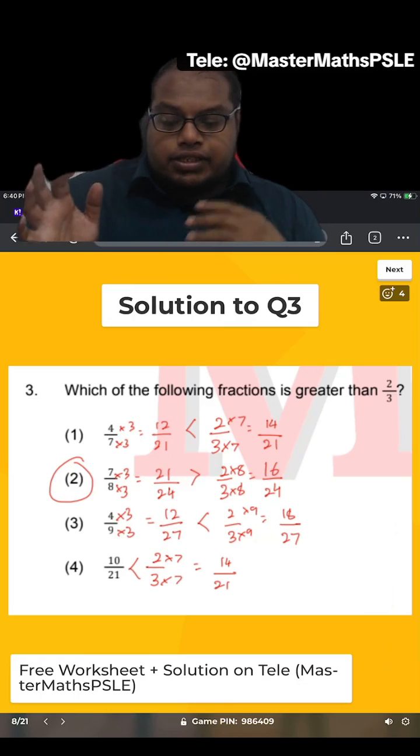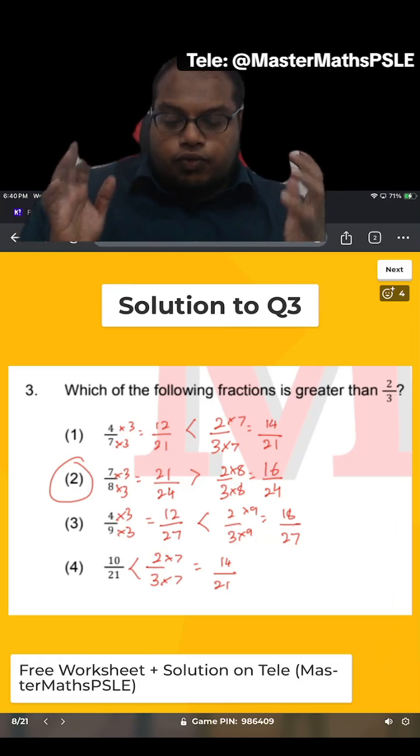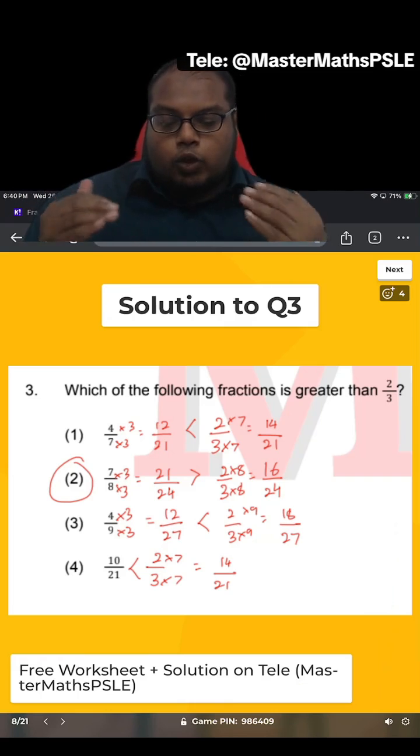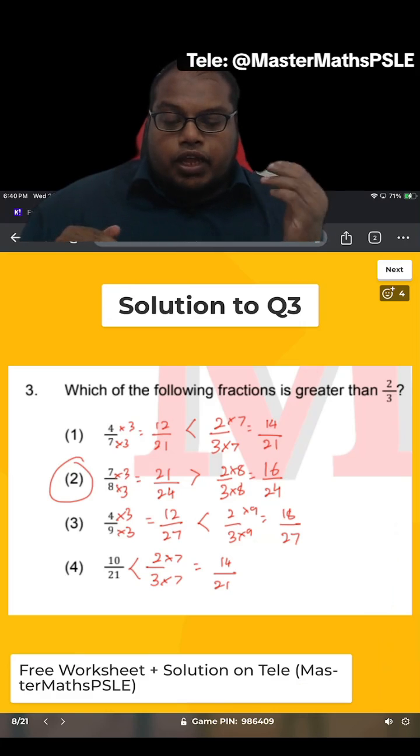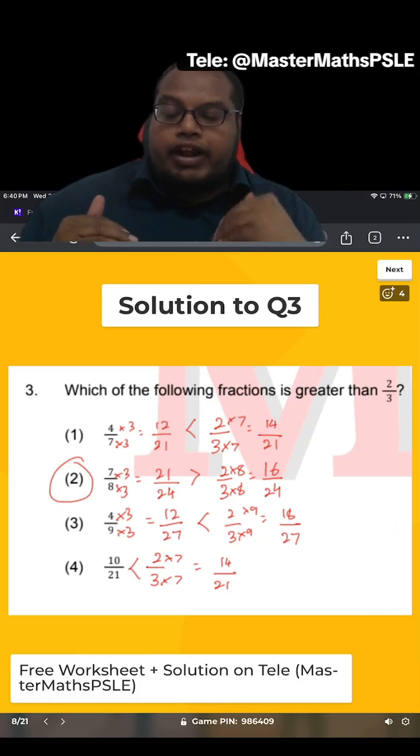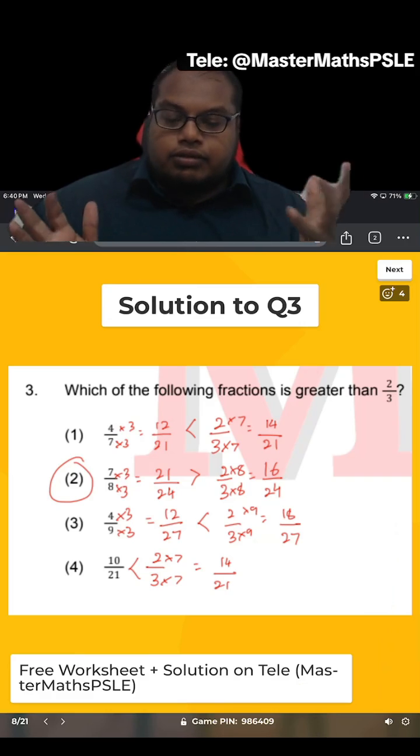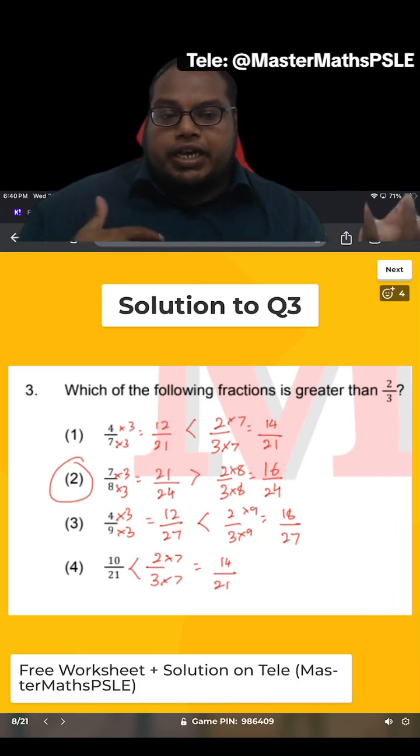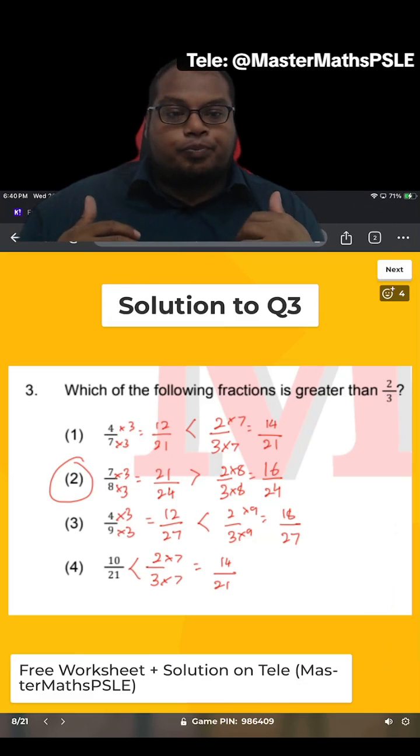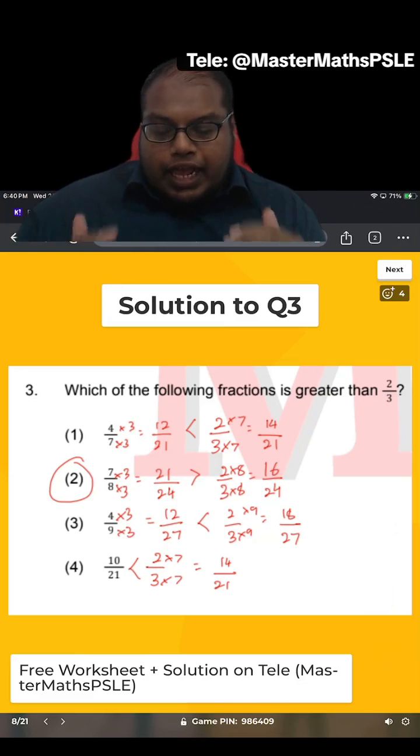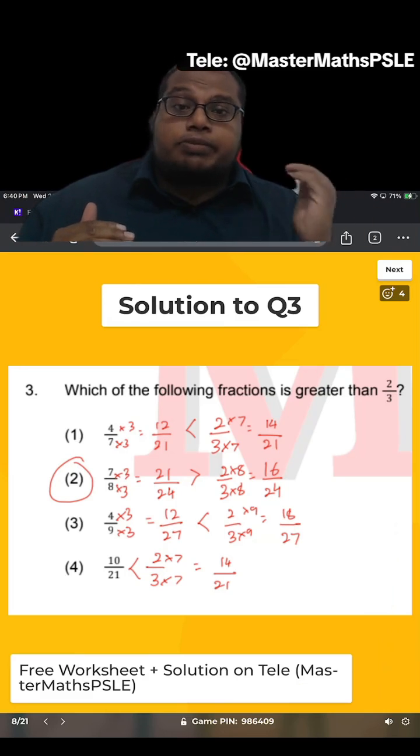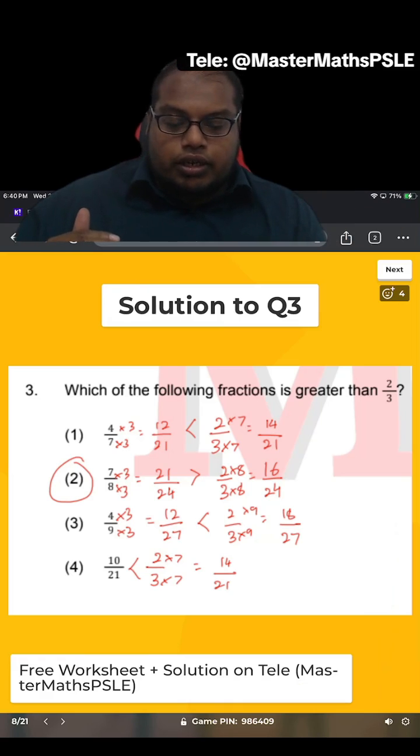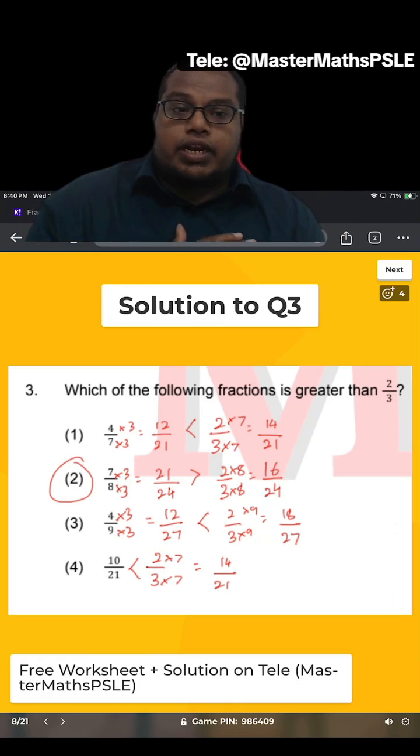Okay, the rest. 4/9 and 2/3. Actually this one, I just realized I could have just made 2/3 become 6/9. Okay, and then still the 2/3 is bigger than the 4/9. Okay, and the last one, 10/21 and 2/3, also the same. 3 just times 7.